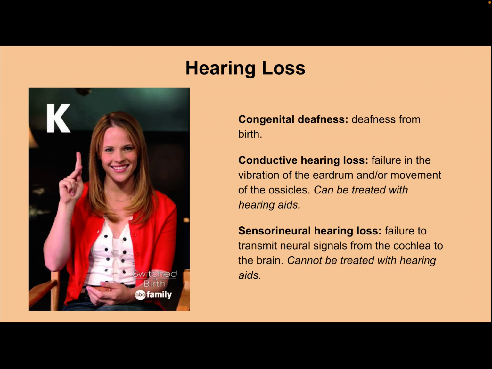So basically there are 3 ways that somebody could not be able to hear. You could be deaf from birth, congenital deafness. You could go deaf or hard of hearing due to physiological reasons, which is called conductive hearing loss. And you could go deaf or become hard of hearing due to sensorineural hearing loss, which is related to the neural signals being sent from the cochlea to the brain, and that cannot be treated with hearing aids.